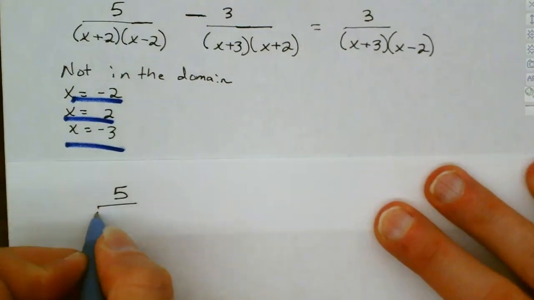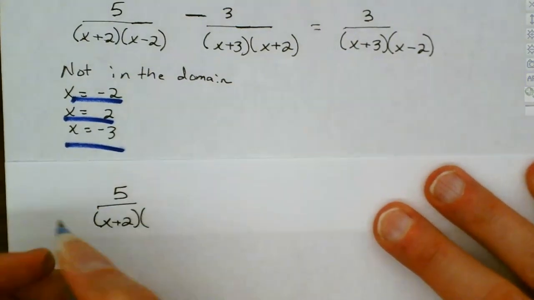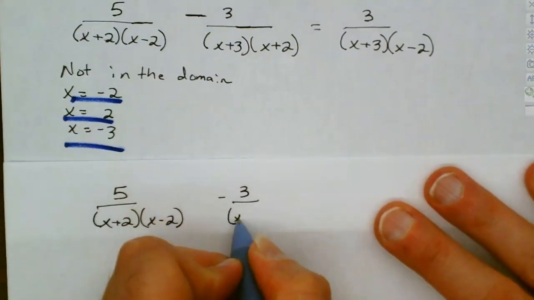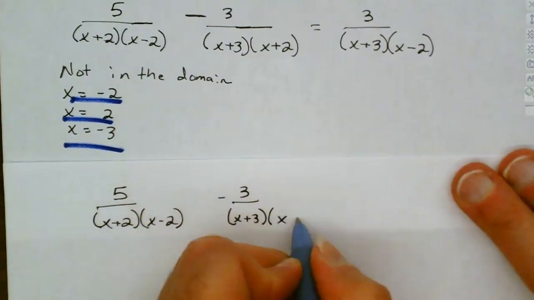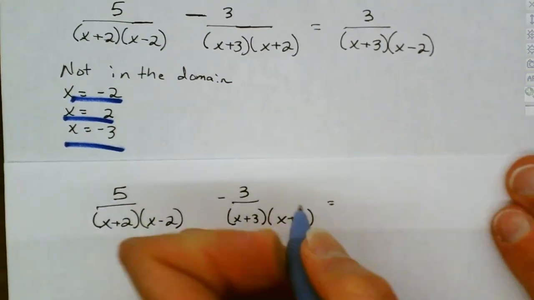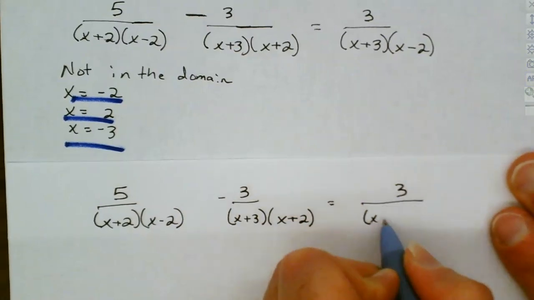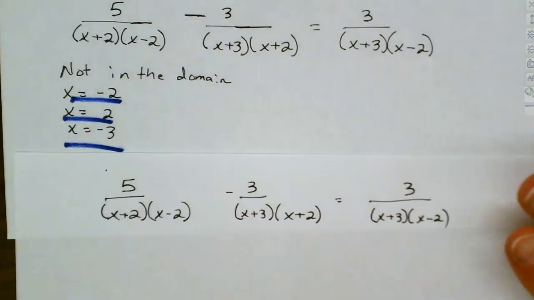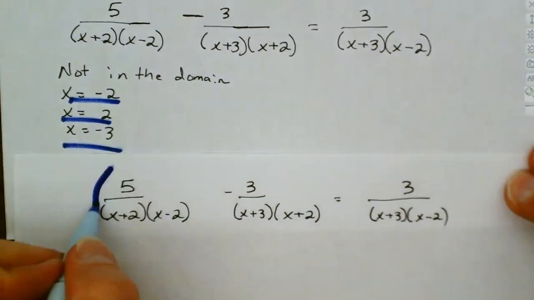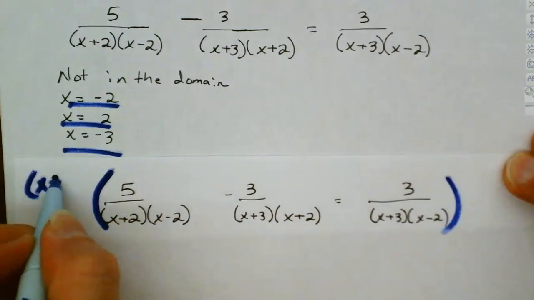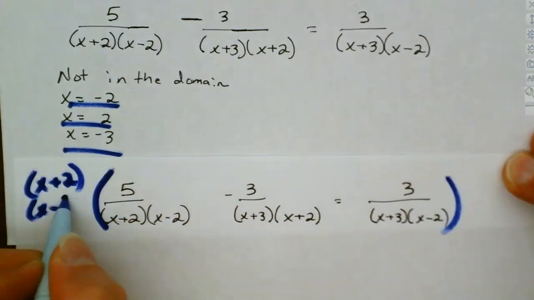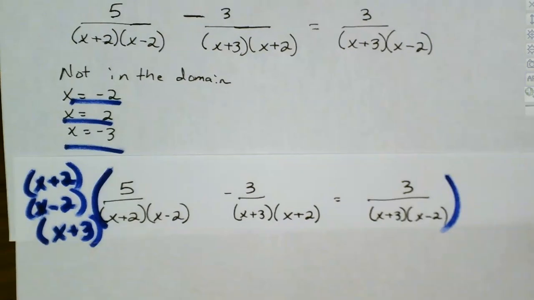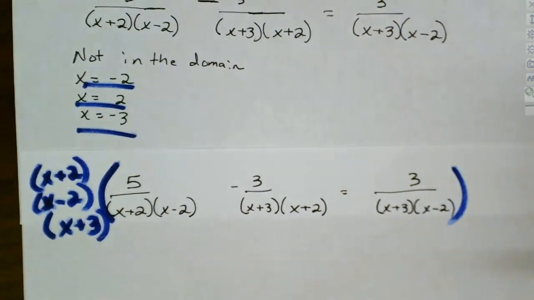So let's rewrite it again so we can see what we've got and what we need to multiply by. So we have to look at it as a whole. So what are we going to need? Well, let's see. Okay, so we want to multiply here. To clear this out, I'm going to need an x plus 2, x minus 2, right? And then I also need x plus 3. That's going to take care of everything.